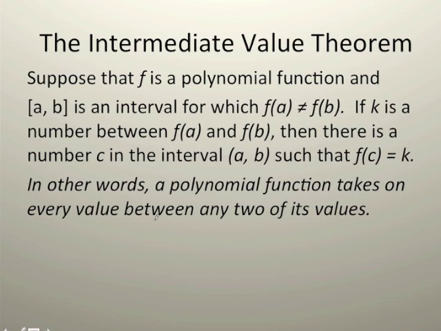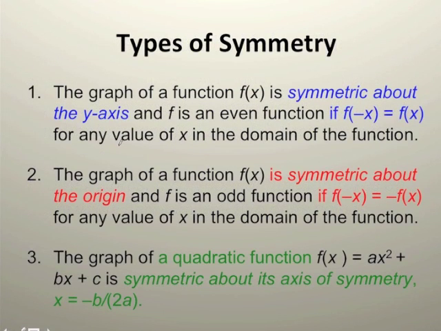In other words, a polynomial function takes on every value between any two of its values, and this helps us draw a smooth continuous curve when we actually graph a polynomial function. Now we're going to look at three types of symmetry, and we've already looked at all these types, but we're just remembering.